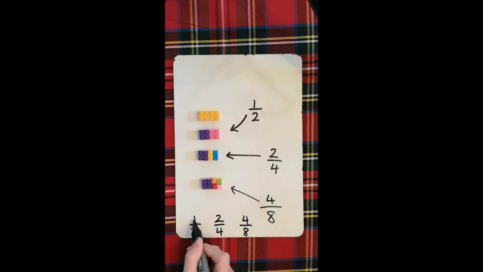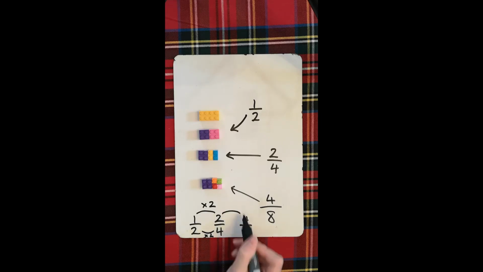How do I get from 1 to 2, 2 to 4? I multiply both by 2, so 1 times 2 is 2, 2 times 2 is 4. I can multiply them again. 2 times 2 is 4, 4 times 2 is 8. Let's have a look at some other examples and see if the same thing happens.